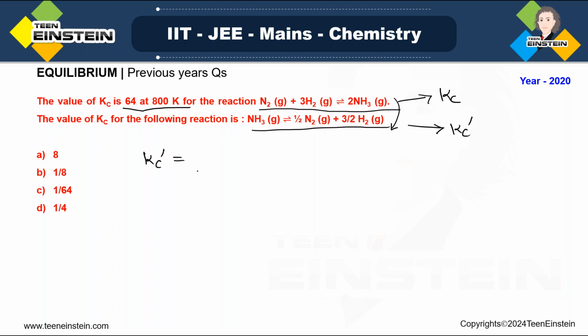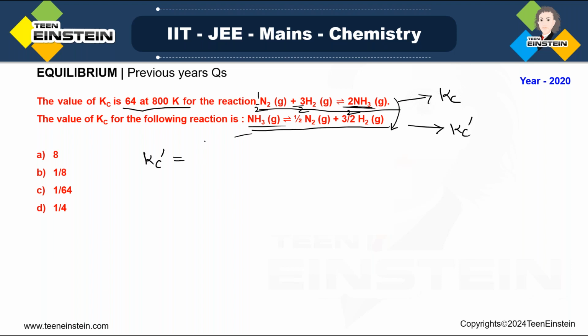So Kc prime, how is it related to Kc? Look at the two equations. The second equation is the reverse. The product, ammonia, is now the reactant. And not just reversed, the coefficients are also changed. How? If you multiply by half, see, now it becomes the same coefficient as the second one.